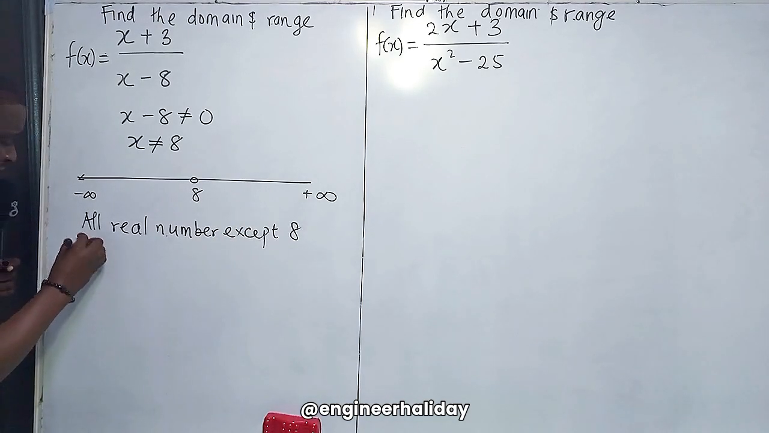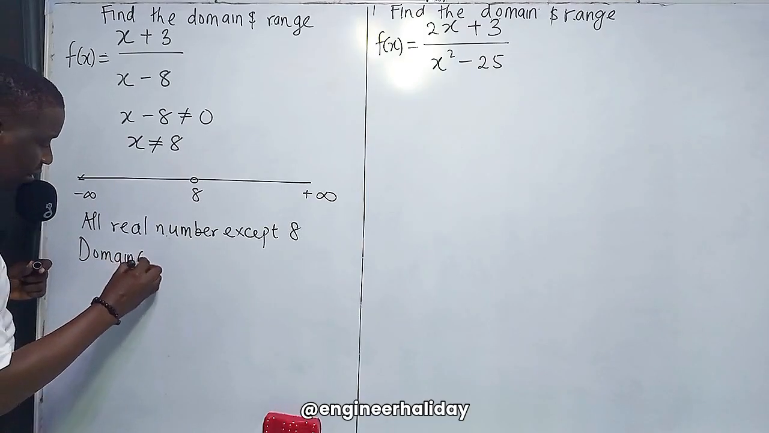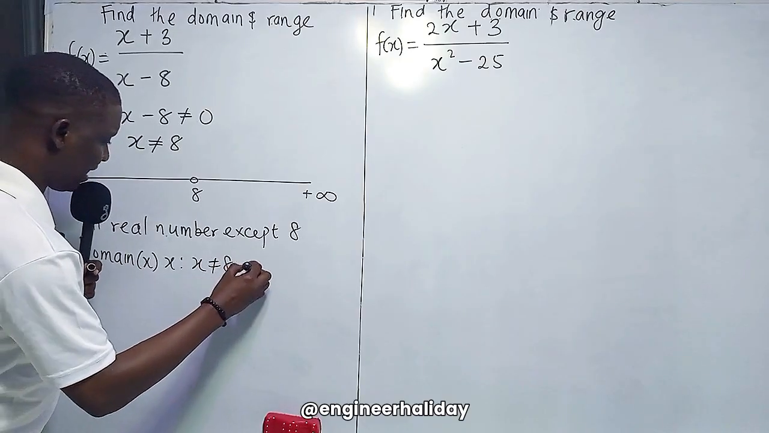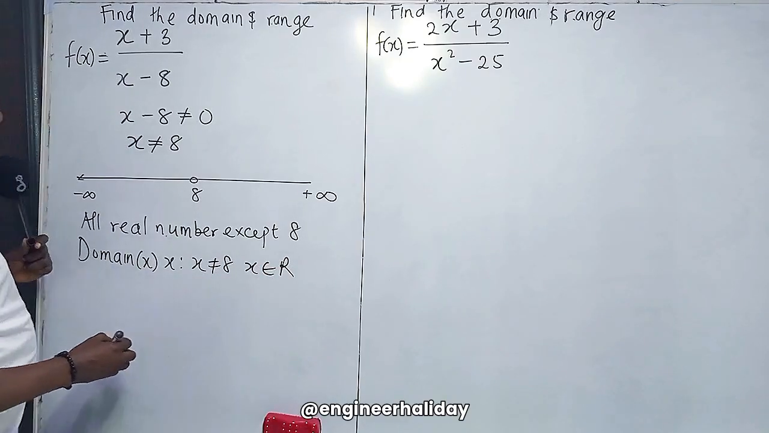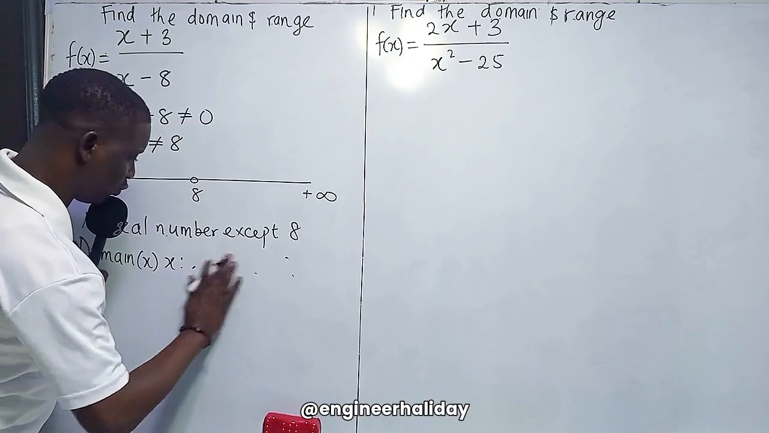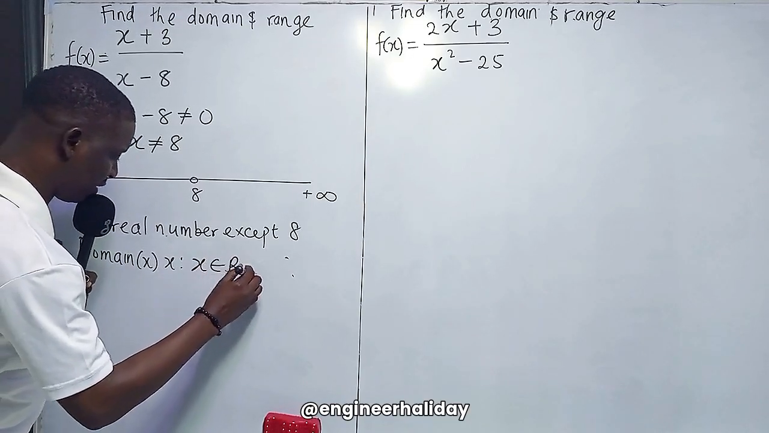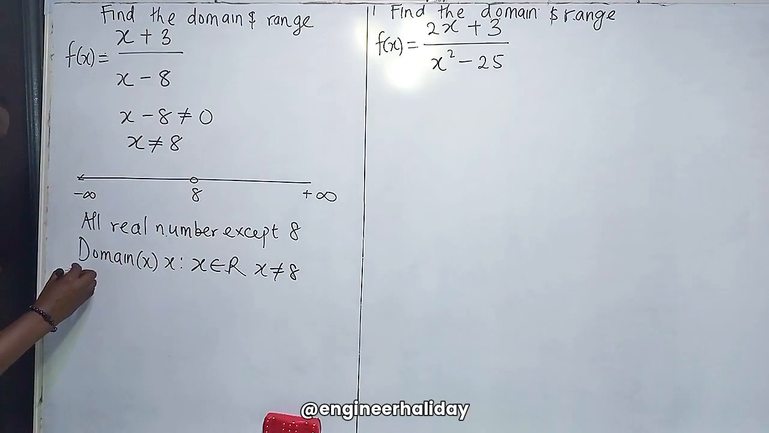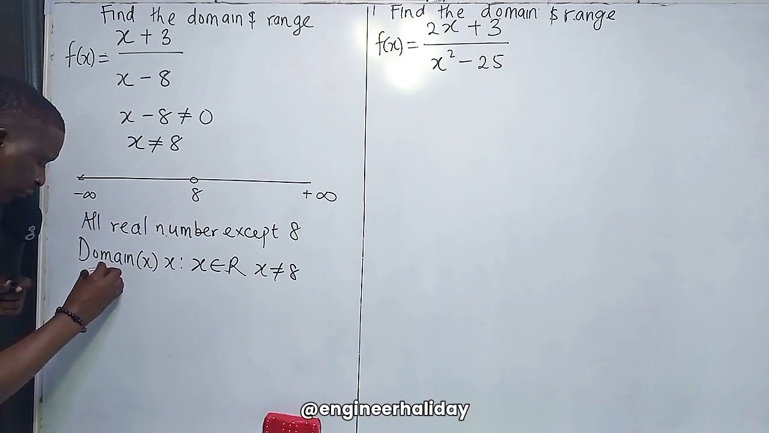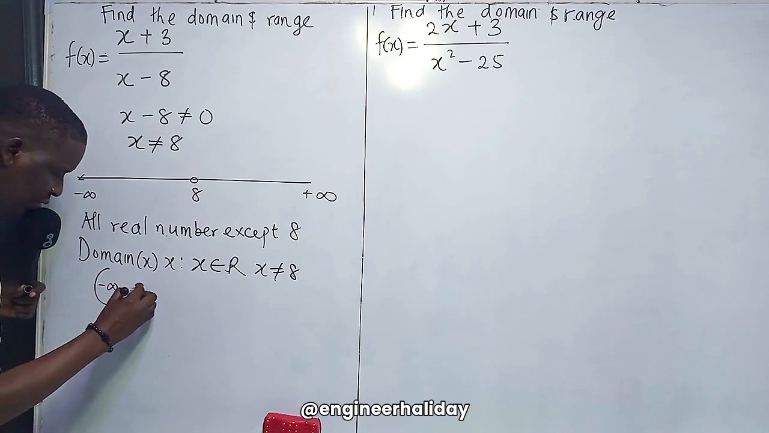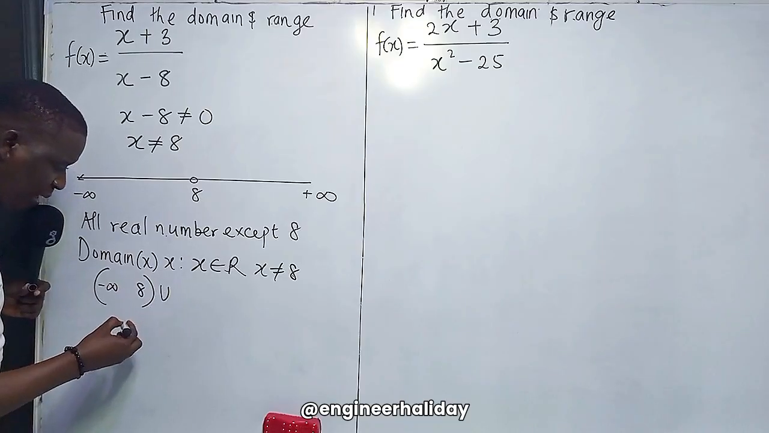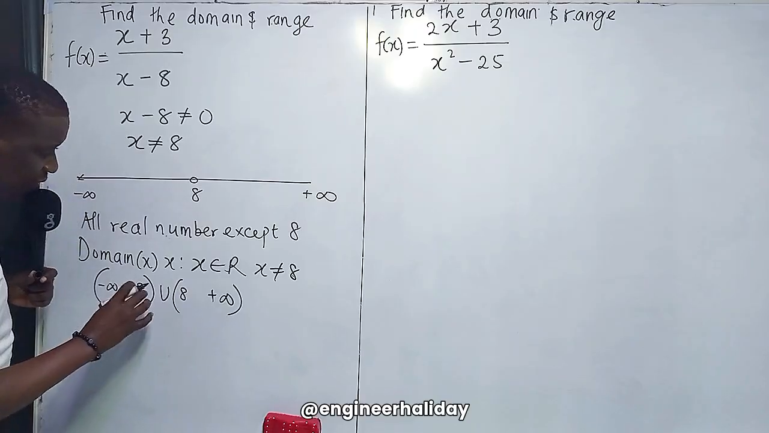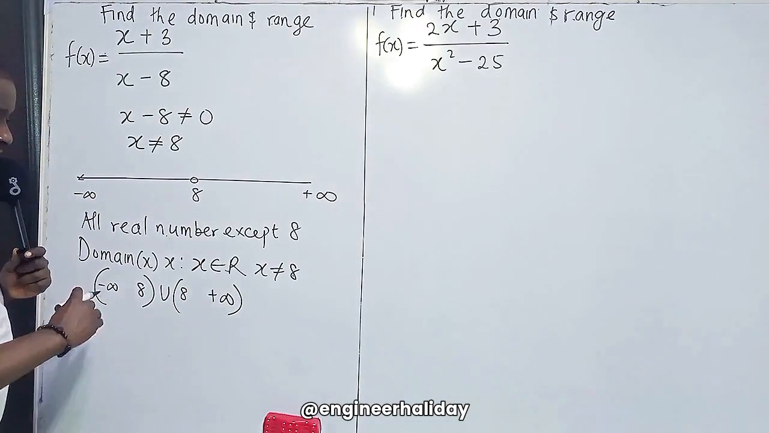So the domain is such that x is not equal to 8, and x is any real number. Let me write it this way: x is an element of real numbers but not equal to 8. We can also present it in this manner: from minus infinity to 8, union, open bracket, 8 to plus infinity. If you do it like this, you have gotten your answer for that.